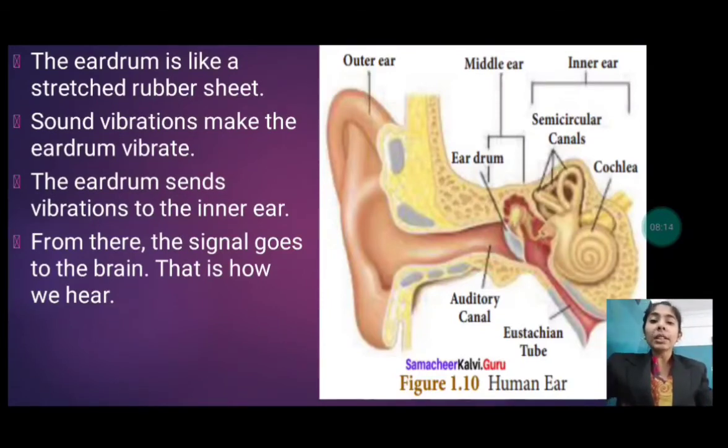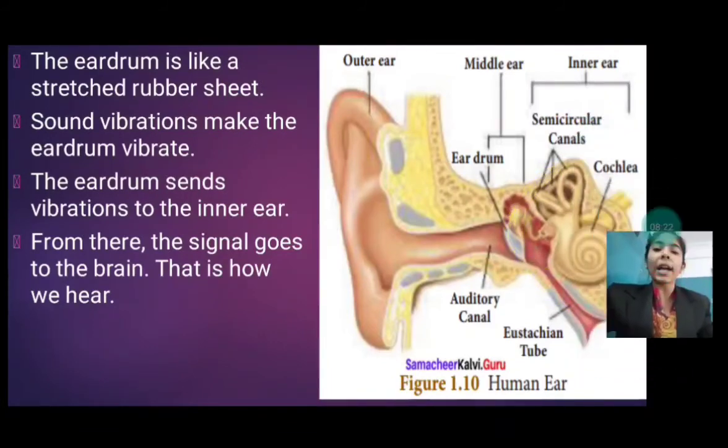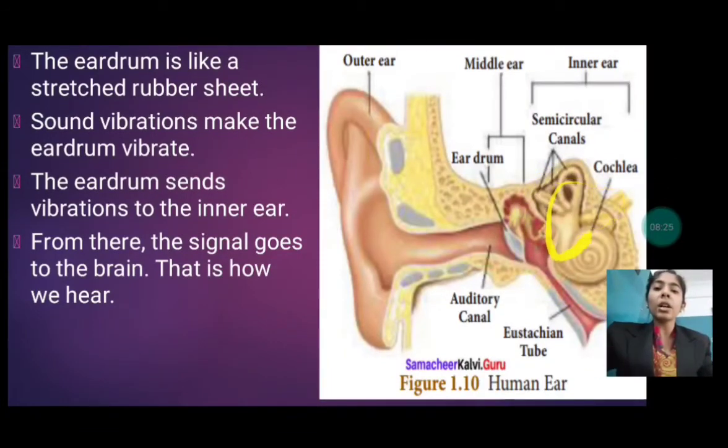So children, from the eardrum the sound is transferred to this part. This whole part is known as the inner ear. From there the signal goes to the brain, and that is how we hear. Then where will our signals reach? To our brain. After that we will come to know what we have heard.